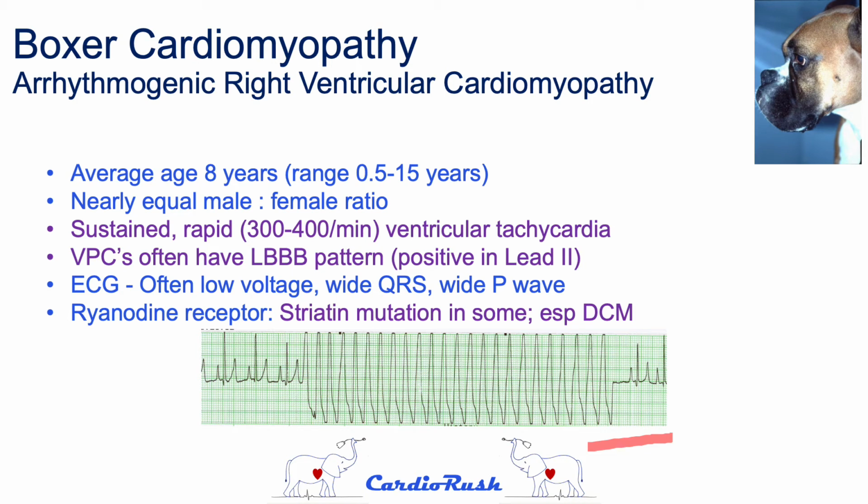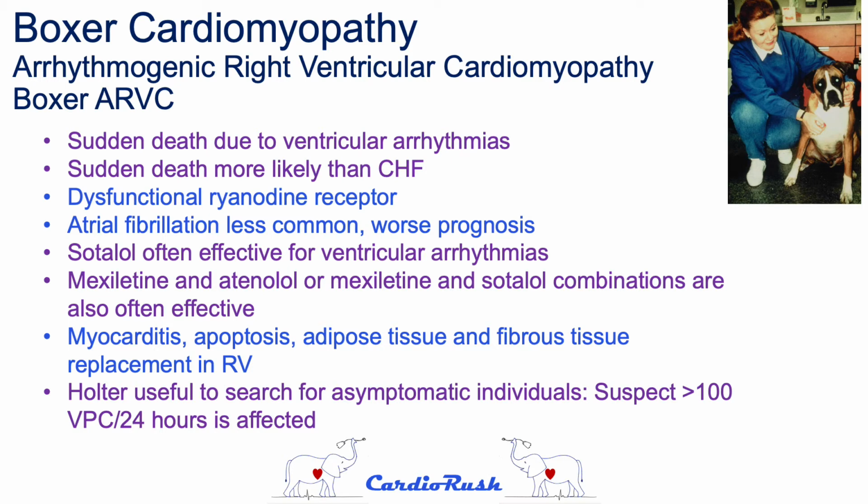The ventricular premature depolarizations often have an upright appearance for the QRS in lead 2, sometimes said to have a left bundle branch block pattern. On the ECG, other findings can include atrial fibrillation or changes in cardiac size. A striatin mutation has been identified in some boxers with cardiomyopathy, especially those that progress to dilated cardiomyopathy.